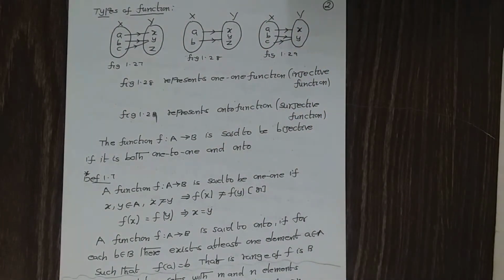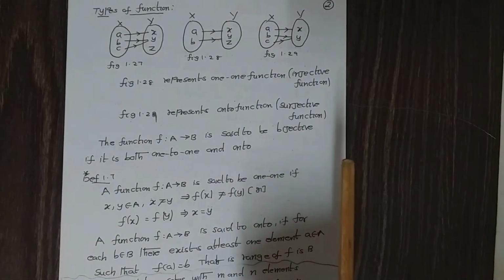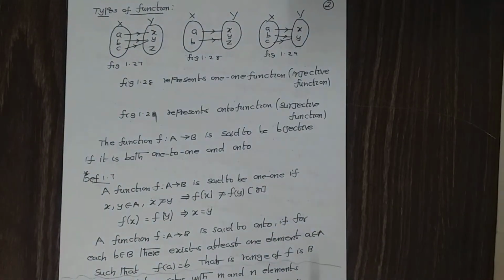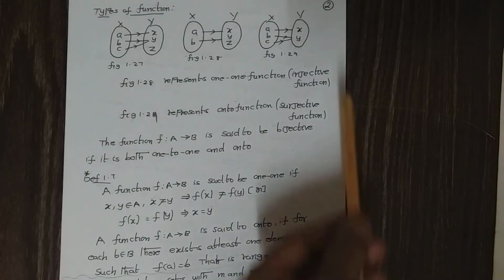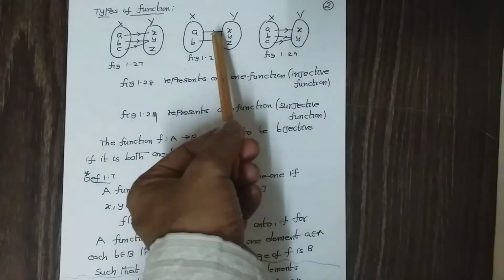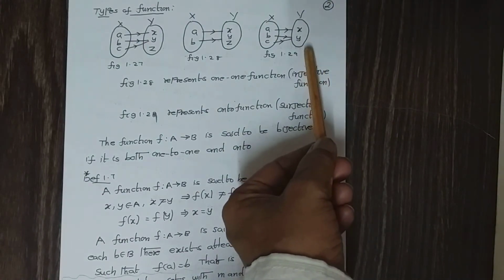So here every element in the codomain has a pre-image in the domain. If it is like that, it is called an onto function. What is the name of that one? Onto function. Every element in codomain should possess pre-images in domain. Reverse: if any element in codomain does not possess a pre-image, it is not an onto function. Now the previous one is not onto function, it is one-to-one. But here it is onto function.